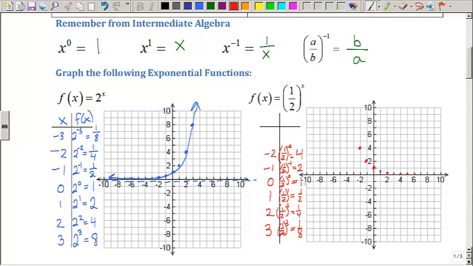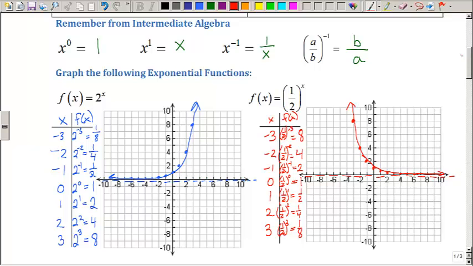A half times 2 is 1, times 2 is 2, times 2 is 4, times 2 is 8. I think the next one should be an 8. 1/2 to the -3 is positive 8. So my pattern holds. I can sketch my graph. We already talked about how if you're taking half of a very small number, you're never going to reach 0, which tells me I have another asymptote here on the x-axis.